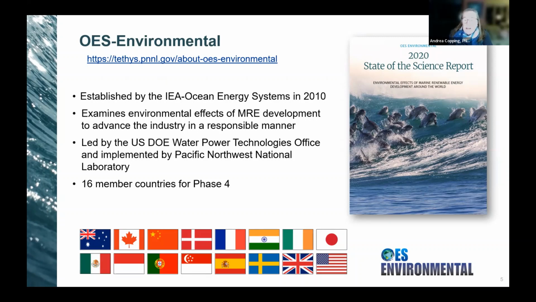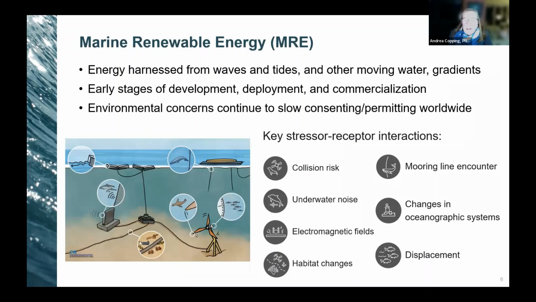And the biggest output we provide in each of what we call phases, 4-year phases, is a State of the Science report. The most recent one came out in September of 2020. There's the cover of it, and it can all be found on TETHIS. You see the URL for TETHIS Environmental, OES Environmental at the top there, and we'll be sharing these URLs throughout. And this is a pretty comprehensive 300-page document. Many of you are probably familiar with it. If you're not, I would suggest you might take a look.